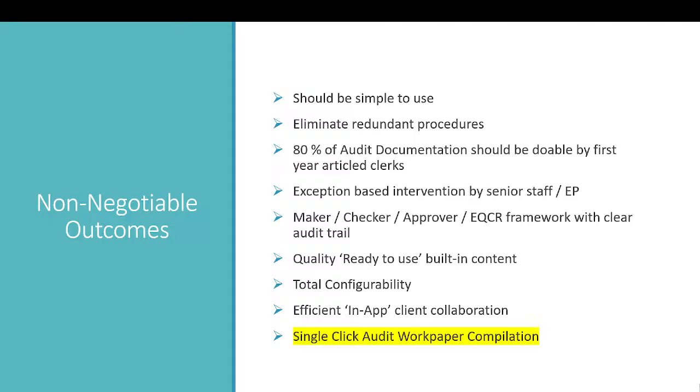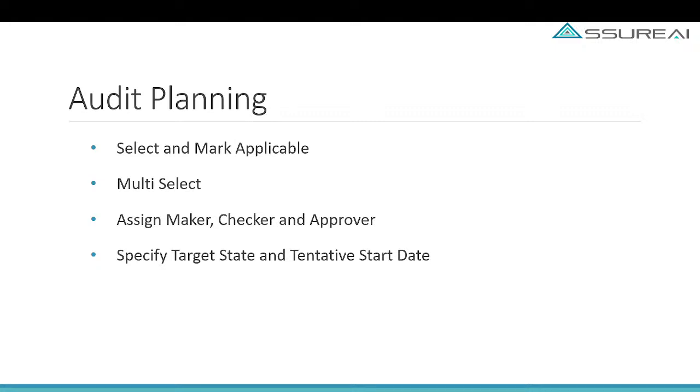At the same time, we provide the content in the form of all these checklist templates, AS procedures, SA procedures, and so on. That will drive the users to seamlessly use it, and then only on an exception reporting basis, seniors can intervene. And at the end, once all these procedures are complete, in a single click you will be able to download an audit work paper compilation. So that is the outcome we expected, and we have achieved all these things.